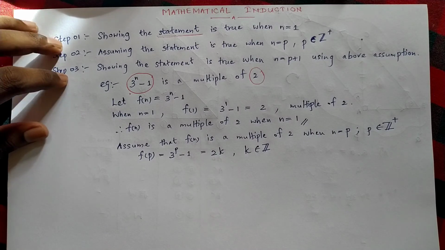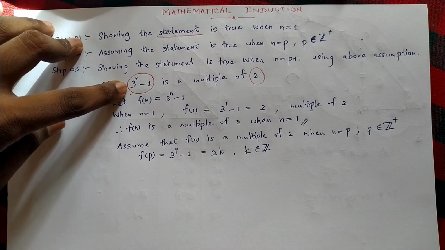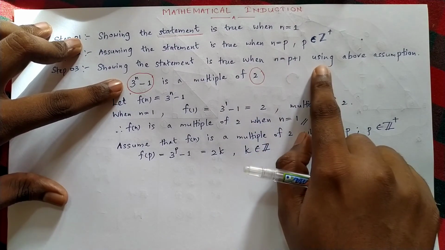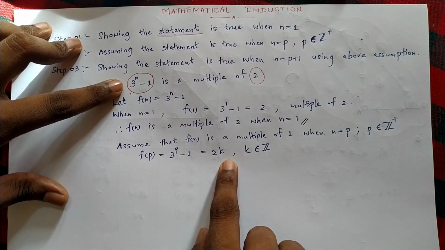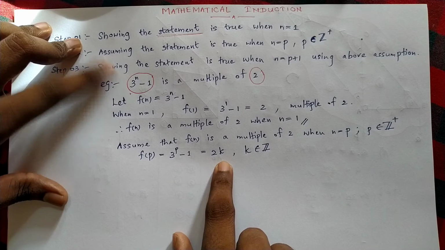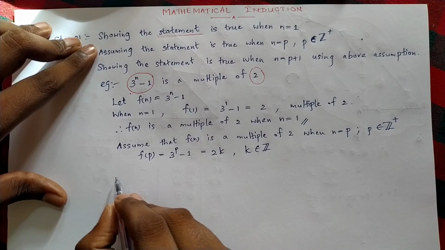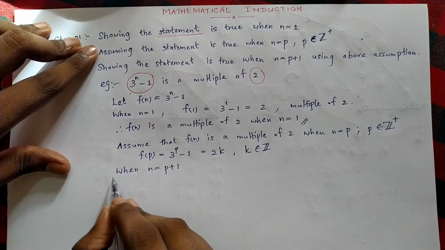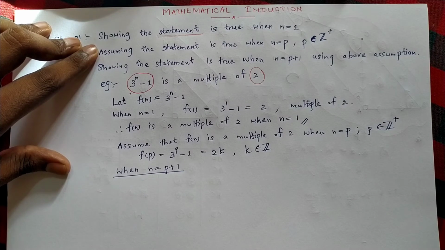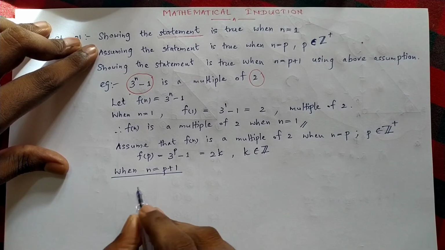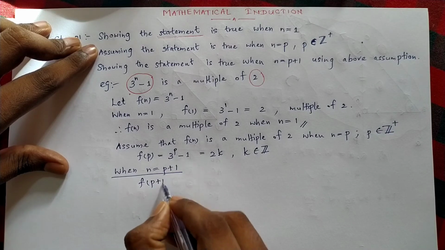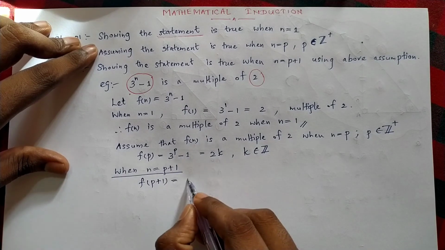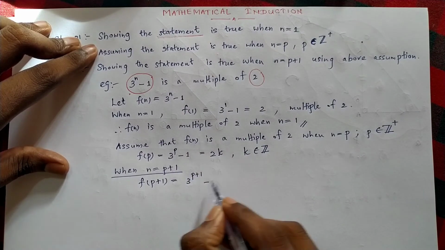Now the third step. We have to show this is true when n equals p plus 1. For that we have to use this assumption. What is the assumption? This is equivalent to 2 times k. So this is third step. When n equals p plus 1, then this becomes f of p plus 1. Now substitute p plus 1 for p: 3 to the power p plus 1 minus 1.